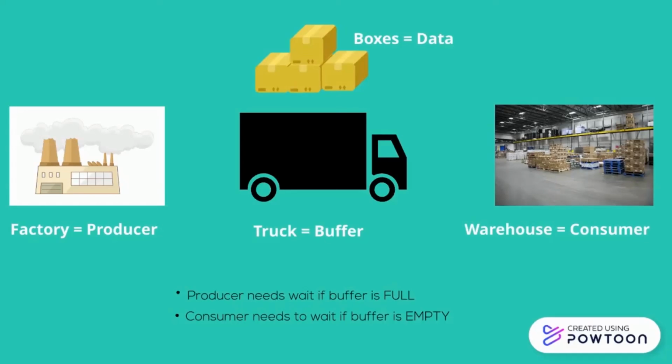And the consumer needs to wait if the buffer is empty. If you're going to consume something, you need to consume it from a full buffer. So when the buffer is full, you can consume that data. But if the buffer is empty, you cannot do that because there's no data for you to consume. There's no food for you to consume, no boxes for you to transfer. So that's basically the whole idea behind the producer consumer problem.